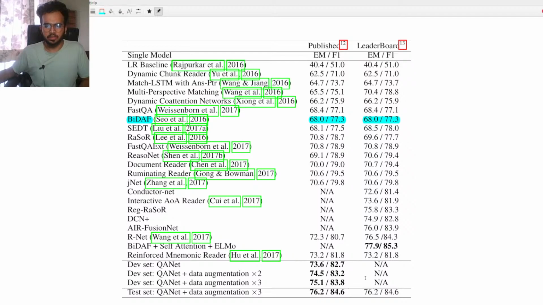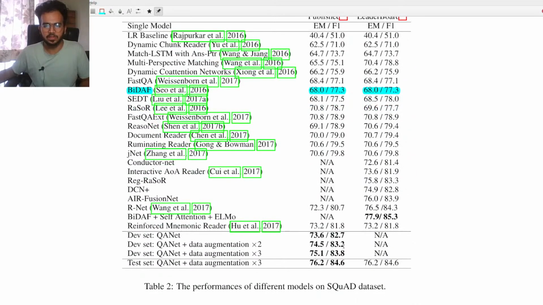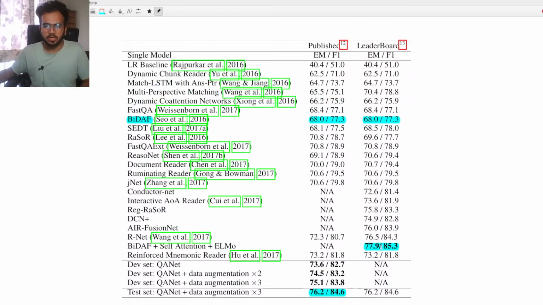QANet wasn't there on the leaderboard in these versions. The final QANet was there on the leaderboard, obviously, and that got the best results. The best published results were BiDAF plus self-attention plus ELMo. ELMo is a language model representation. So if the word embeddings generated in the beginning use that along with self-attention, so not BiDAF on its own, but BiDAF with self-attention and ELMo, they led on the leaderboard.